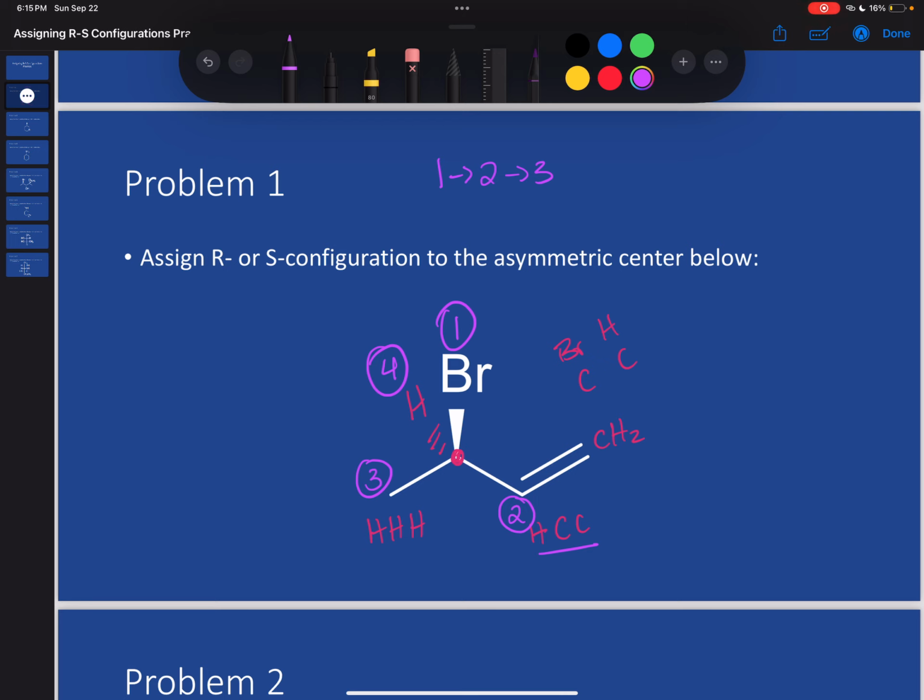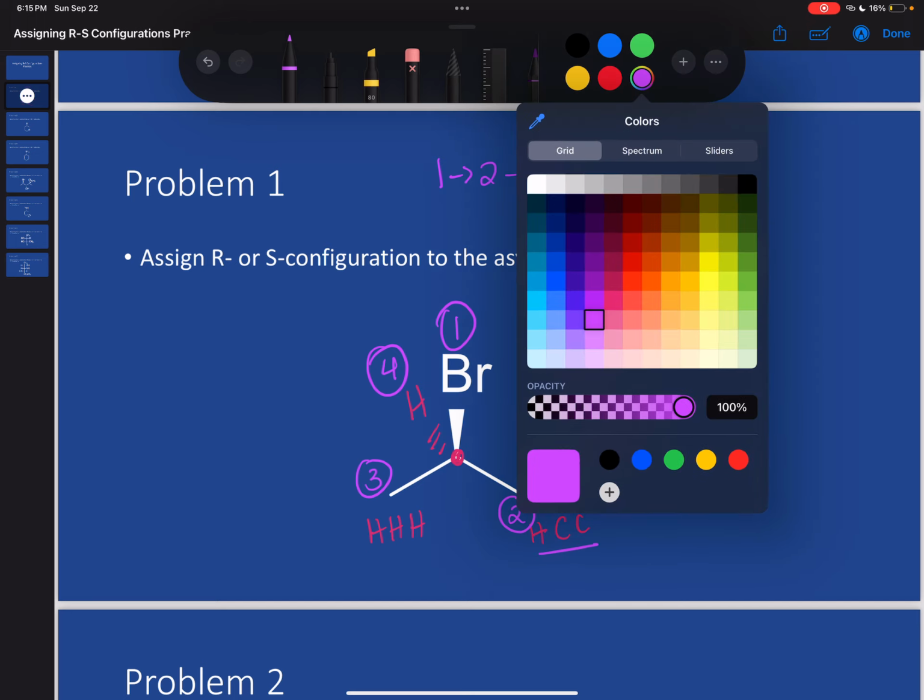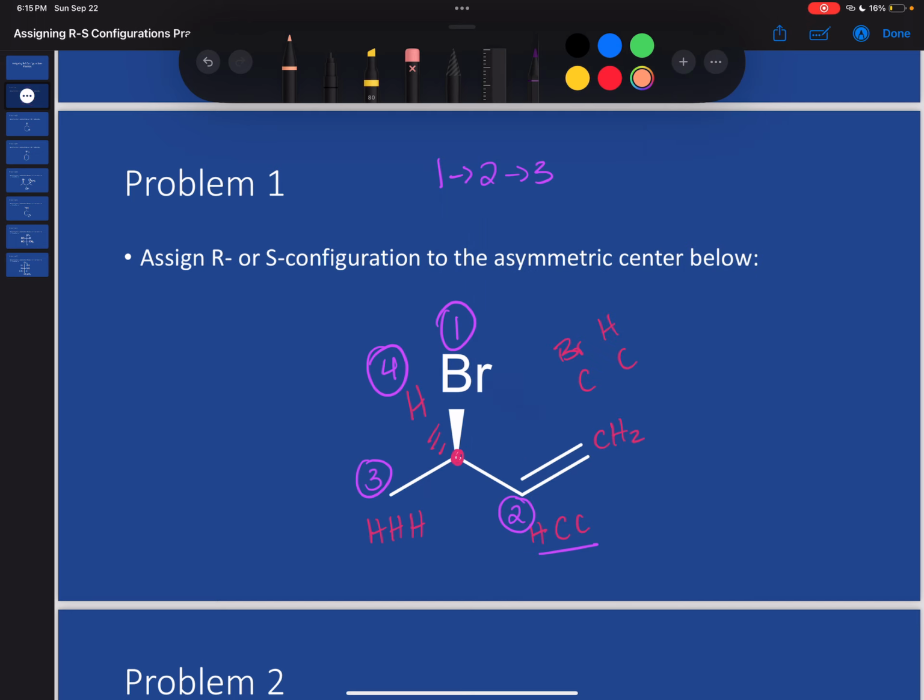That's it. If I only care about 1, 2, 3, I'm going to draw my circle. So I go from 1 to 2 to 3. I am going clockwise, so this should be R.